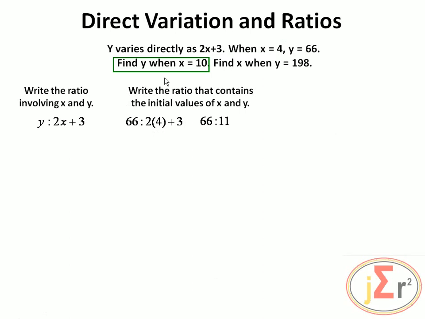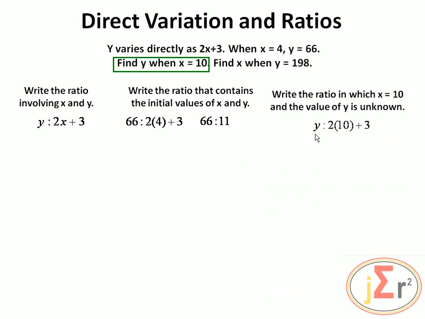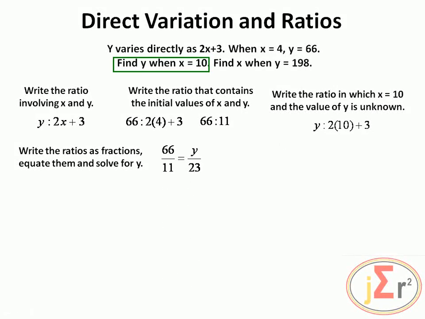So 66 to 11. So find y when x is equal to 10. So this is what we're going to be using, 66 to 11, to find y when x is equal to 10. So we're going to write another ratio, y to, and of course, the x value is 10, so we substitute the 10 into this initial expression that we have there, and that is what we have on our right-hand side. Of course, we are going to, as usual, equate the two ratios. So we're going to write the ratios as fractions and equate them. And we're going to solve the equation, and we get y is equal to 138.